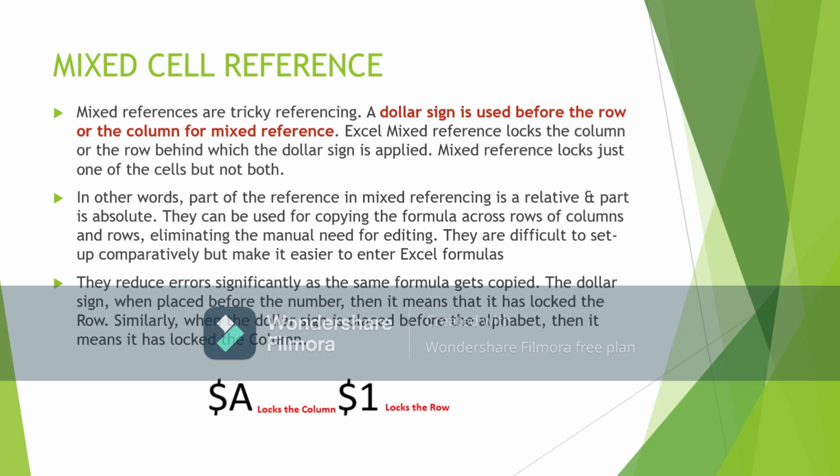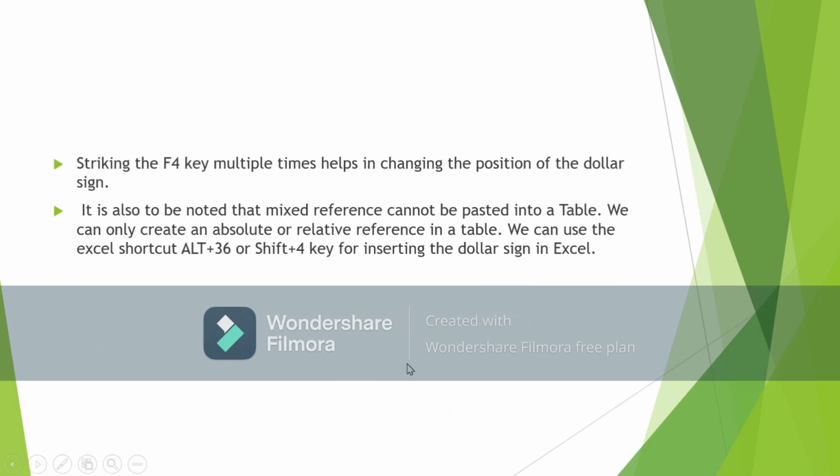Here, they reduce errors significantly as the same formula gets copied. The dollar sign, when placed before the number, means it has locked the row. Can you see the example? Before the number means it locks the row. Before the alphabet means it locks the column. Wherever you want, you can use this mixed cell reference. Striking the F4 key multiple times helps in changing the position of the dollar sign.